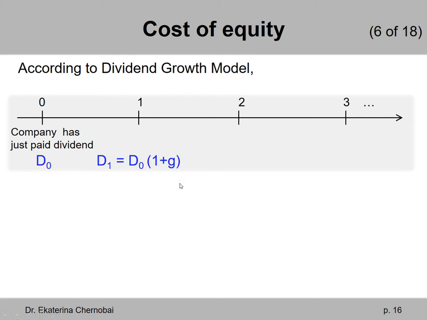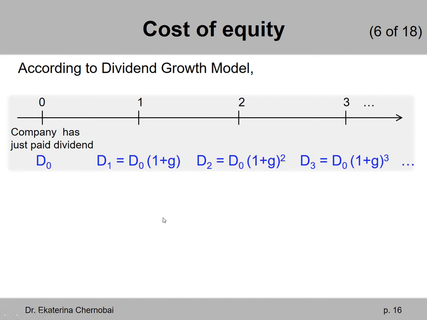the growth rate. In 2 years, it will be even higher, and so in the formula, you will add the power 2 to the term 1 plus g. Year 3 from today, the dividend will be higher again, the power changes to 3, and so on in perpetuity.